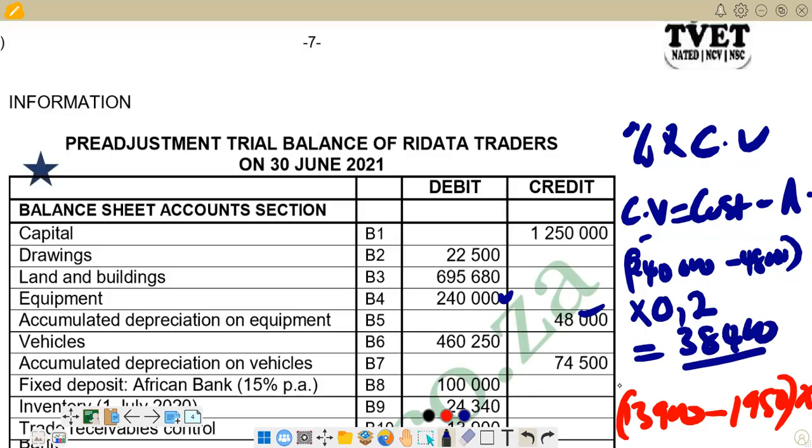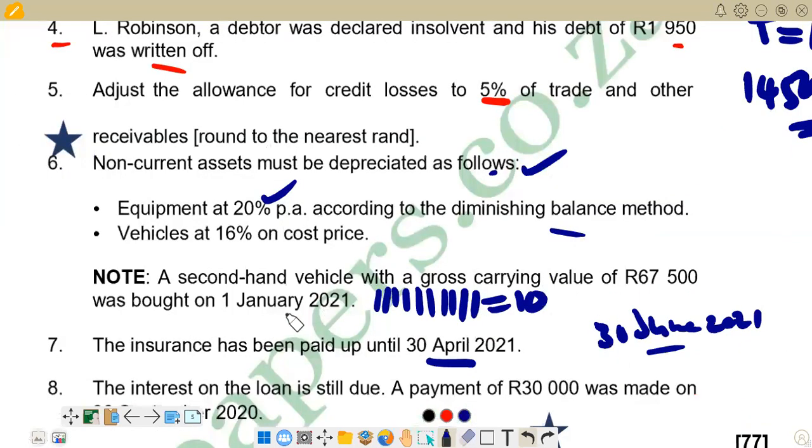So this is depreciation for equipment, but we want total depreciation including the depreciation for vehicles. And then we go back to vehicles now to check what they are saying about vehicles. Vehicles, they are saying 16% on cost. So this is basically on cost, but they've got a note there saying a second-hand vehicle with a gross carrying value of 67,500 was bought. So we bought a vehicle for 67,500.